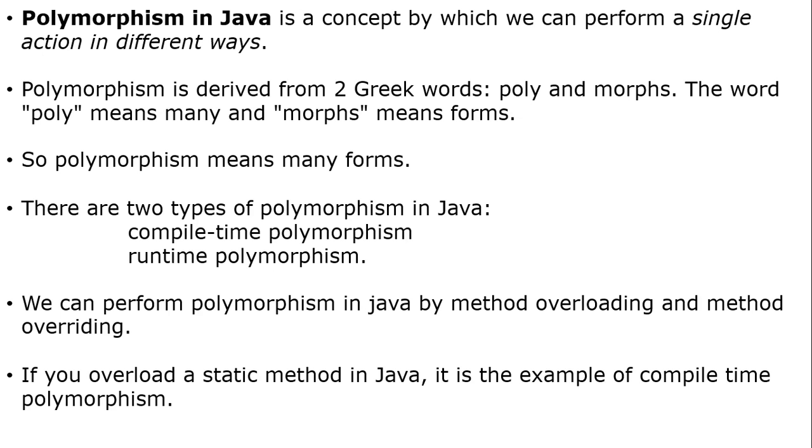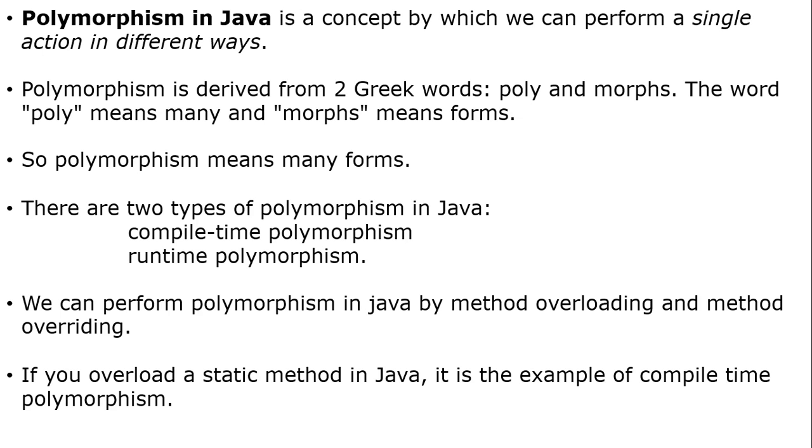Polymorphism is nothing but performing a single action in different ways. The word polymorphism is derived from two Greek words, poly and morphs. Poly means many, and morphs means forms. So polymorphism means many forms. One can exhibit many forms.